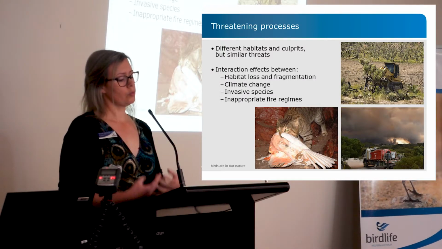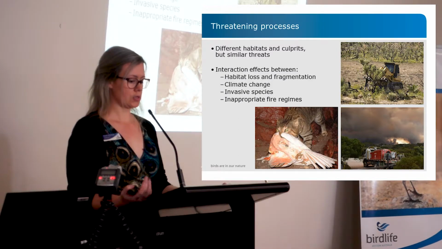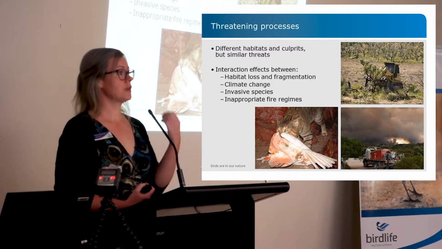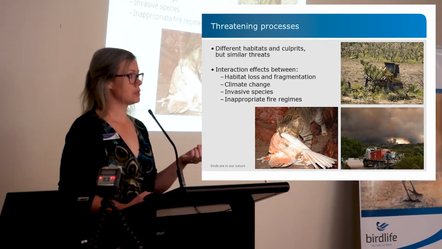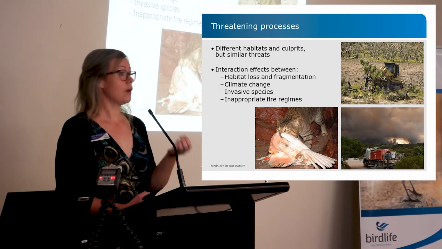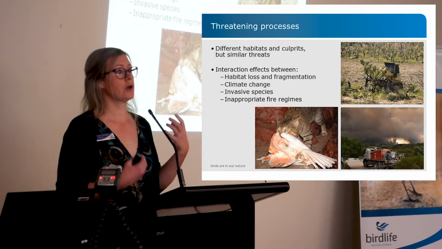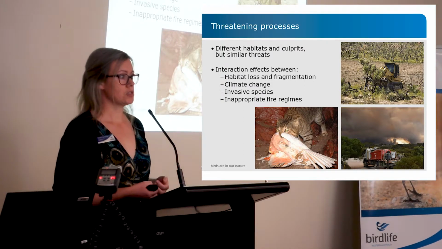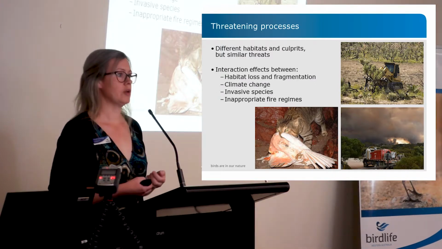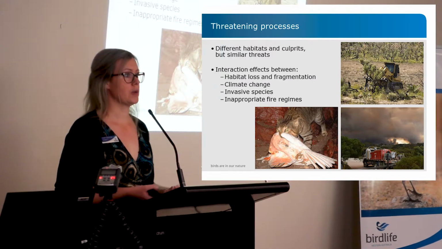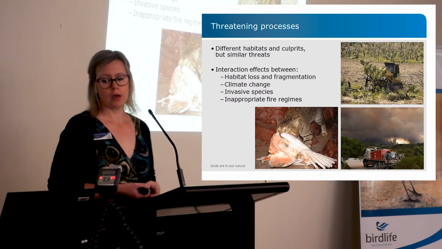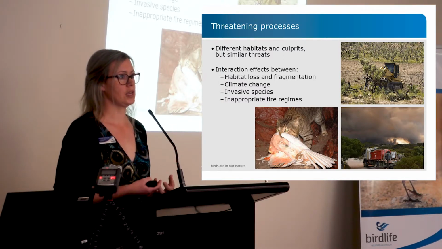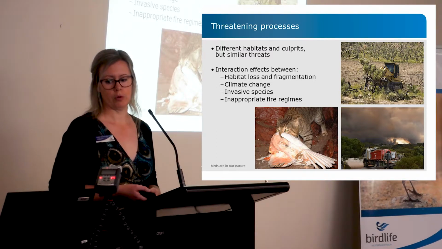And even when we're looking at the conservation of birds across the state of WA, even though the specific species that are under threat and the habitats that may be threatened may differ, and the culprits causing those may differ, in general the broad themes are the same. We're talking about habitat loss and fragmentation, climate change, the effect of invasive species, both flora and fauna, and inappropriate fire regimes, and the way that those all interact together and cause bigger problems than they would by themselves.